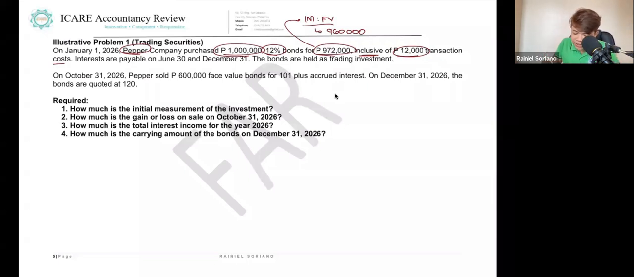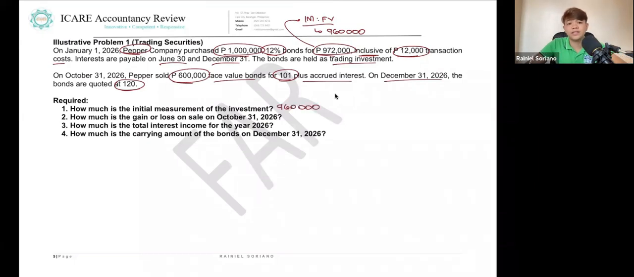Interests are payable on June 30 and December 31. The bonds are held as trading investment, which means we are FVPL. On October 31, 2026, Pepper sold 600,000 face value bonds for 101 plus accrued interest. Then on December 31, 2026, the bonds are quoted at 120. Requirement number 1, how much is the initial measurement of the investment? Our final answer is 960,000, not 972, because we need to exclude the 12,000 transaction cost.